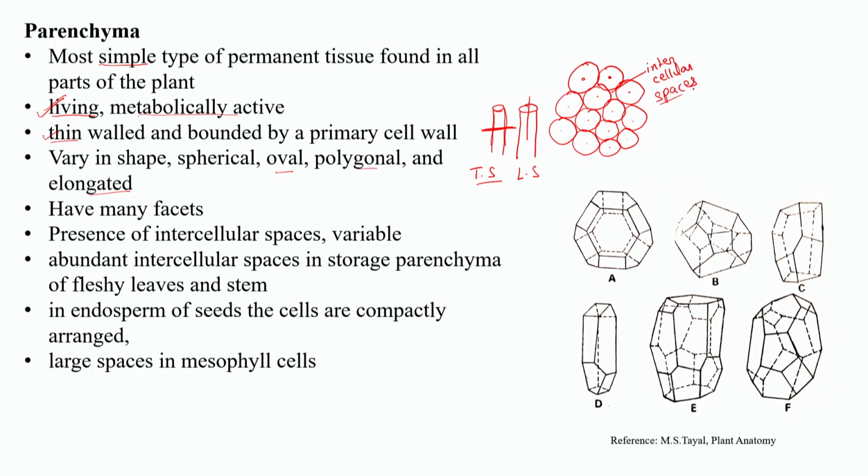The important characteristic of parenchymatous tissue is that abundant intercellular spaces are present. Although it is not a rule that intercellular spaces will be present every time, in most cases they are. And if you see them longitudinally, you will see somewhat elongated cells. Definitely, different shapes can be there.